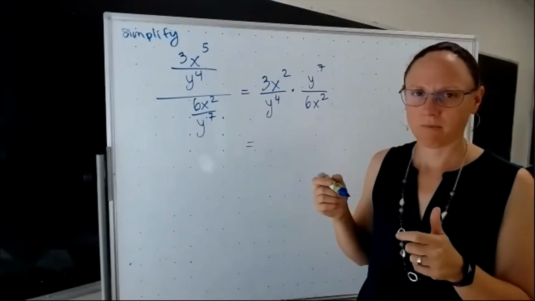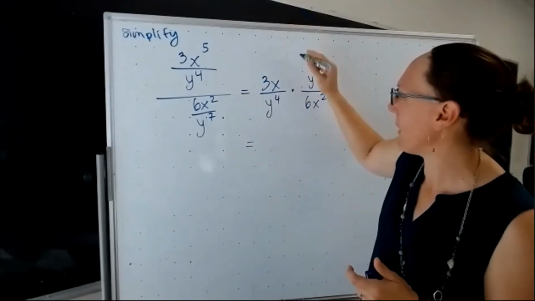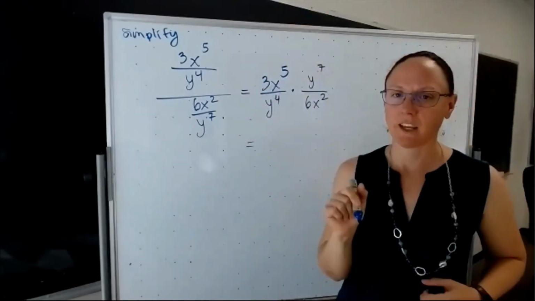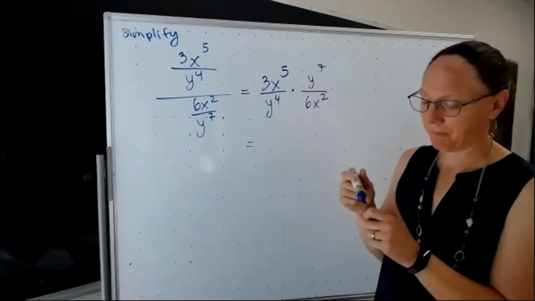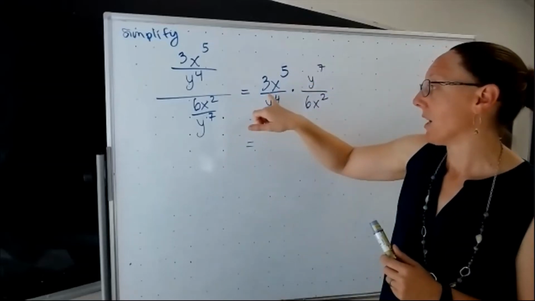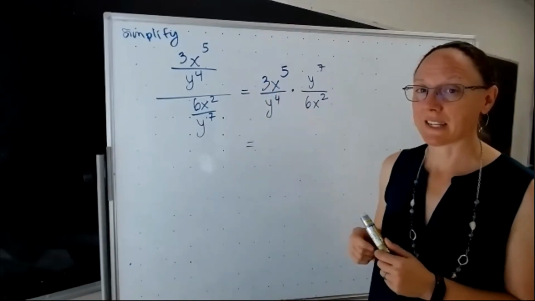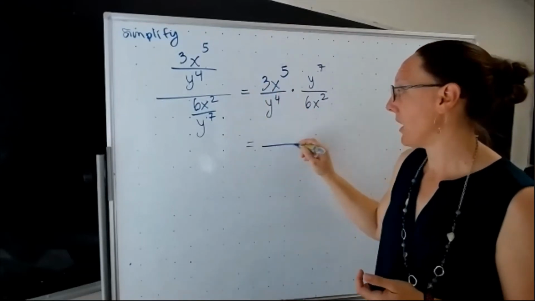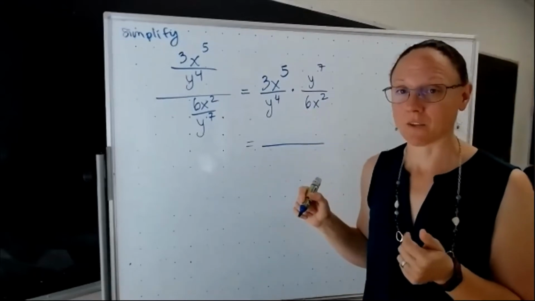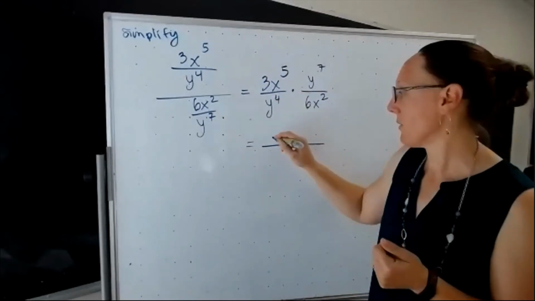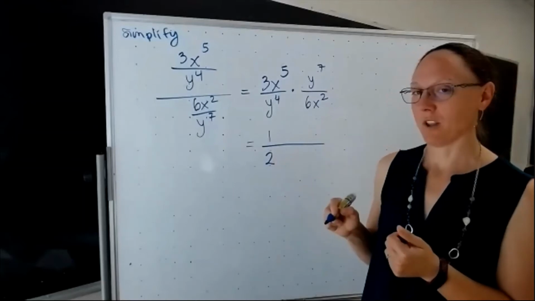Thank you. My 5 became a 2. Appreciate that. Thank you for the heads up. So I'm going to deal with my numbers. So 3 divided by 6, that's going to leave me, I can think about that 6 as 3 times 2. So my 3's will leave me with a 1 and a 2 on the bottom.